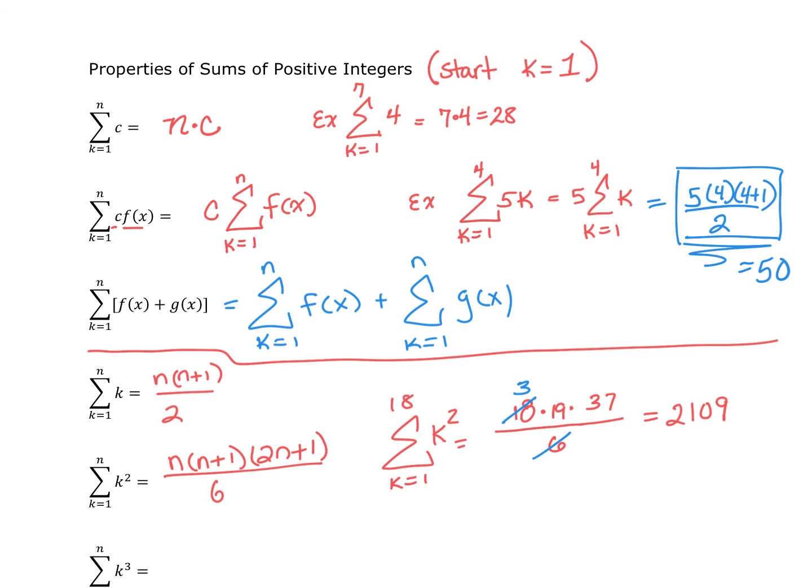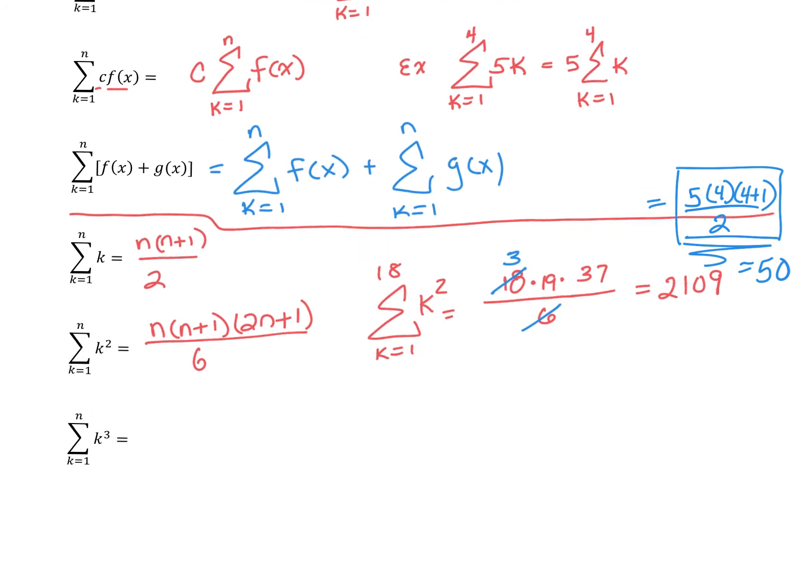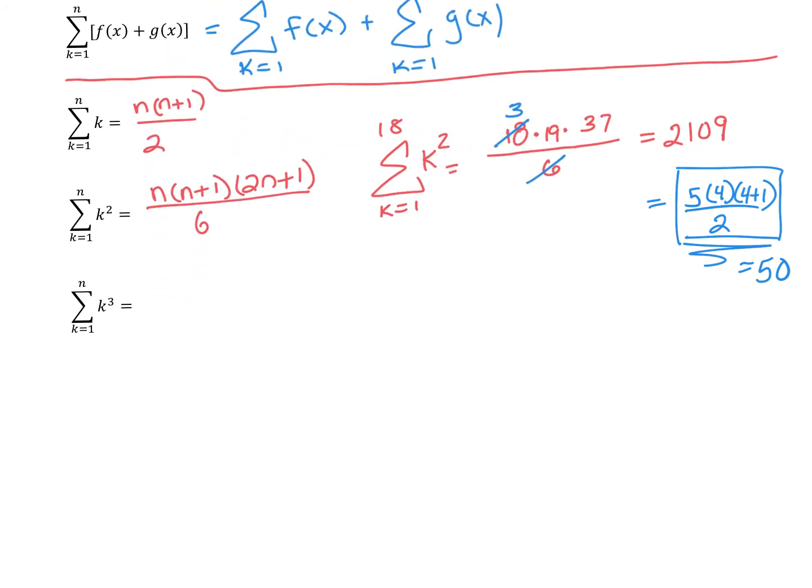For the last rule, the sum of the k cubed, we have n squared times n plus 1 squared over 4. So an example might be k equals 1 to 6 of the k cubed. So 6 is our upper limit here, so we're going to get 6 squared, or 36, 7 squared, which is 49 over 4, and we'll get 441.